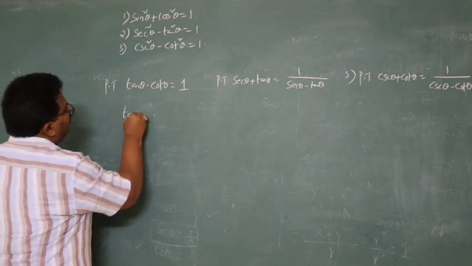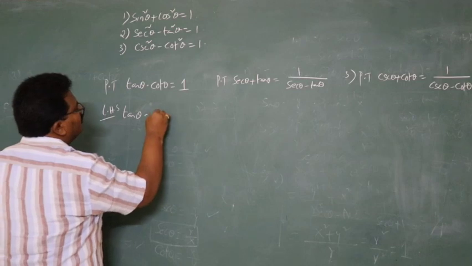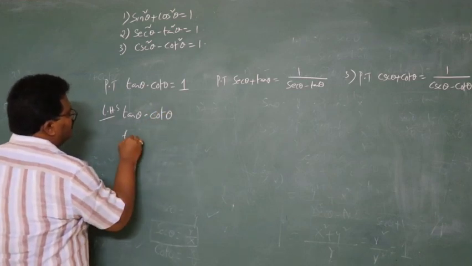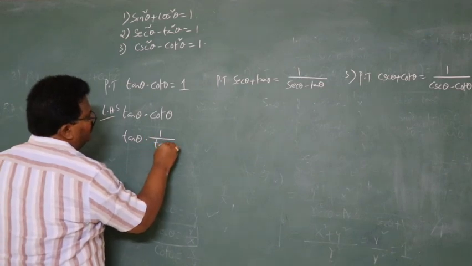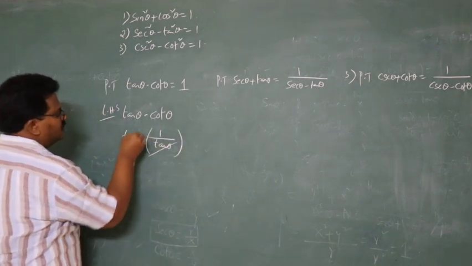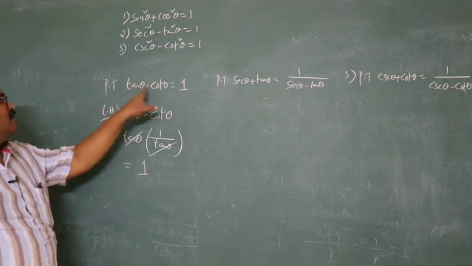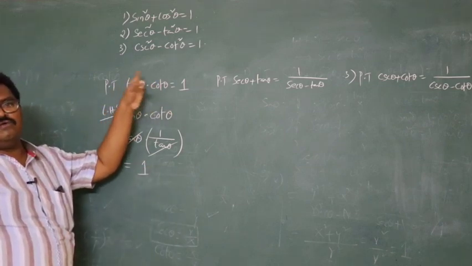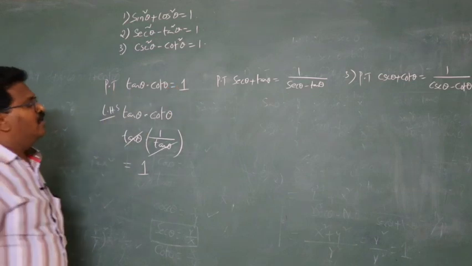Take the LHS, that is tan theta into cot theta. We can write cot theta as 1 by tan theta. So these two get cancelled. So this is 1. Tan theta into cot theta is 1, because we already know these two are reciprocals of each other. So this is the way.